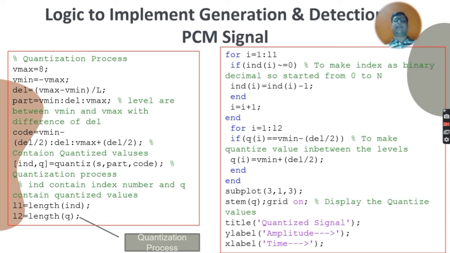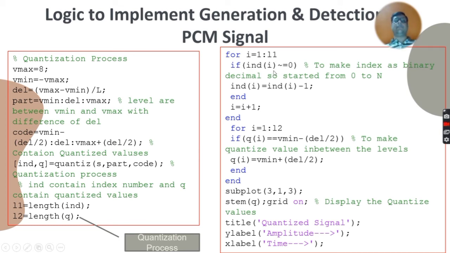So length means length of the index value. L2 is the length of quantized value. So number of quantized levels are identified. According to that, for loop will continue and assign the binary data. So here it is for I 1 is to L1 is the first.